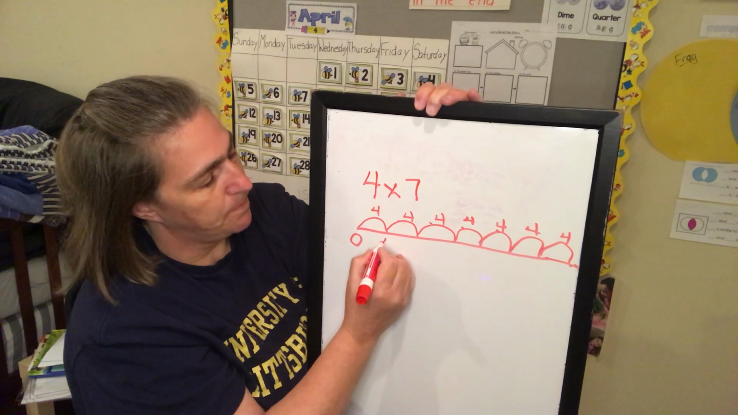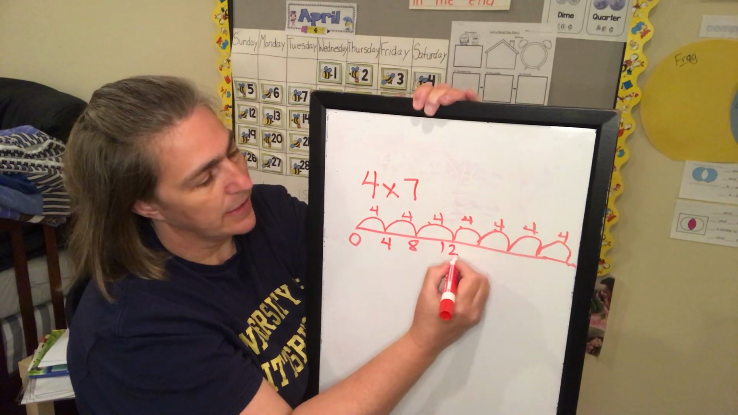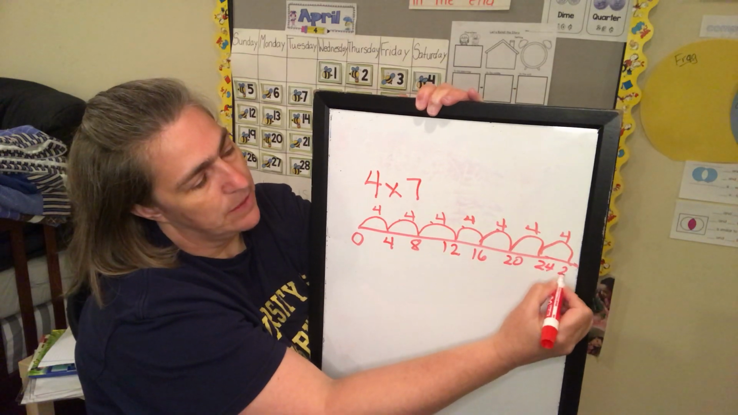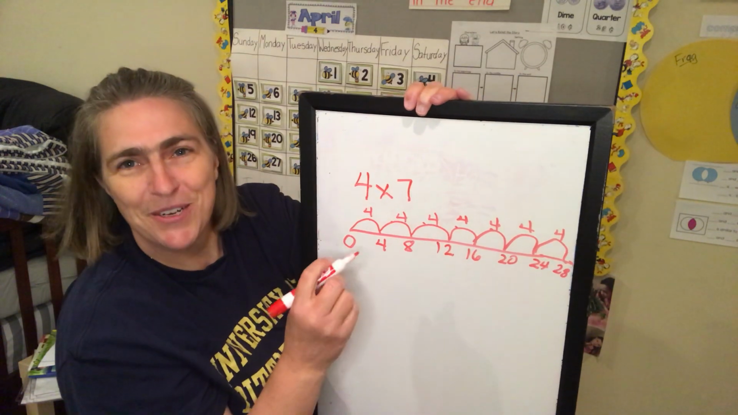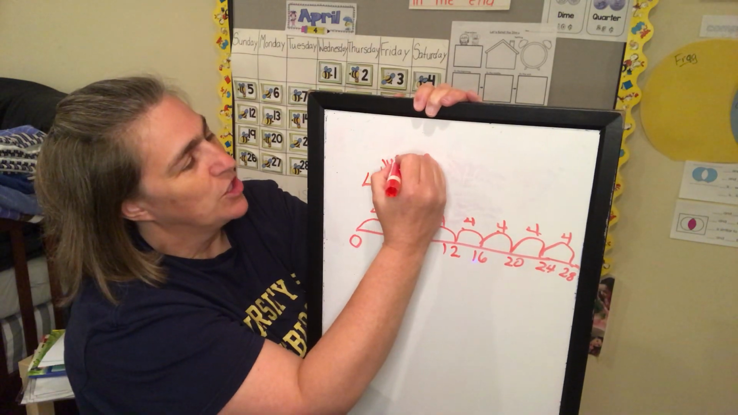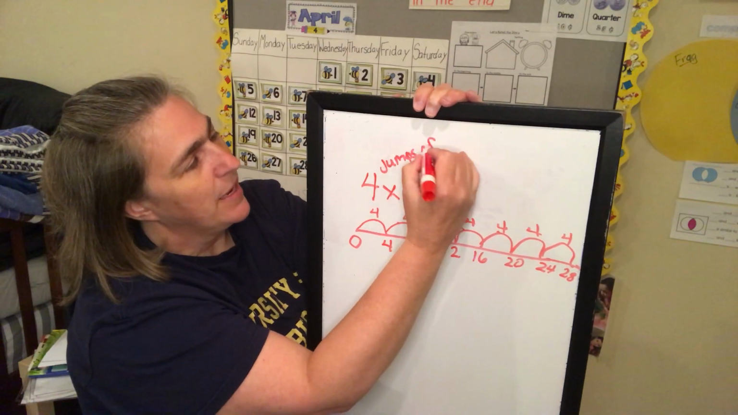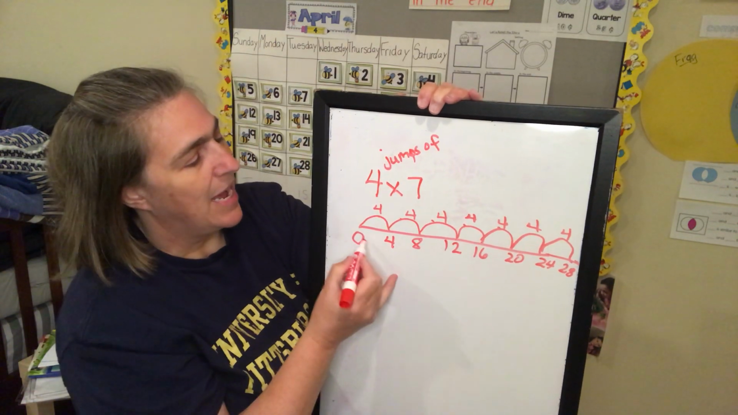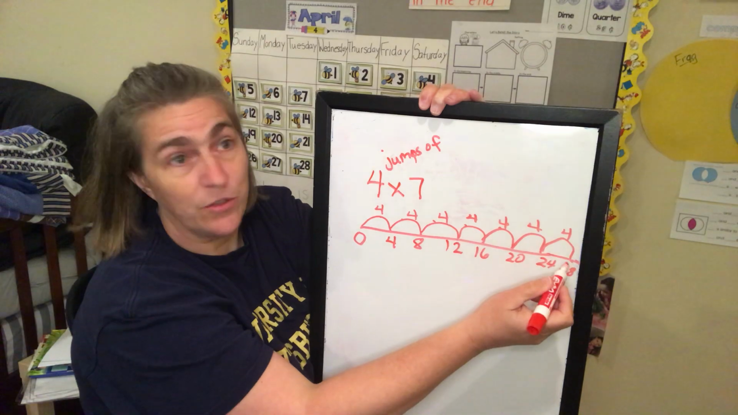This number line is going to give me the right answer, but I actually drew it backwards because we've been out of school too long. This is 4 jumps of 7. So we have to distinguish between representing a fact and solving a fact. I'm using this number line to solve. This does not represent it.